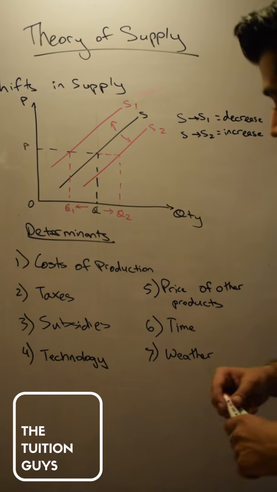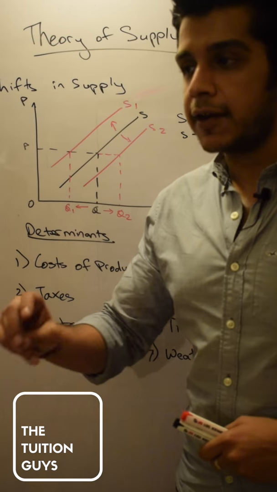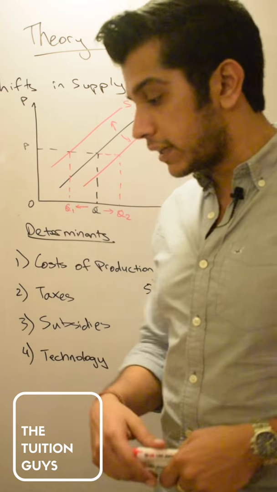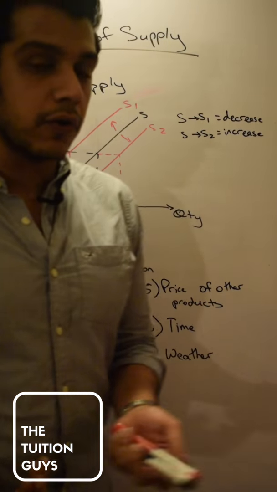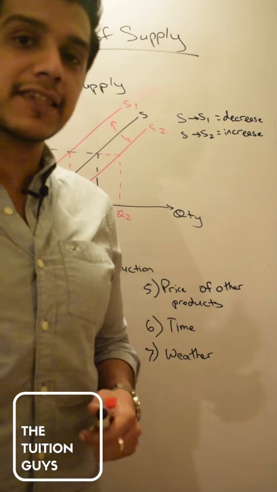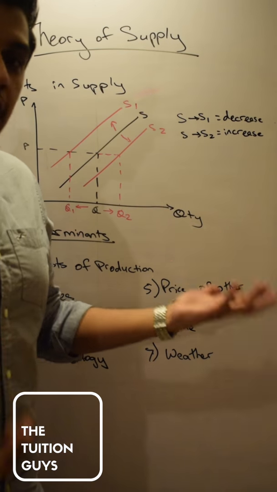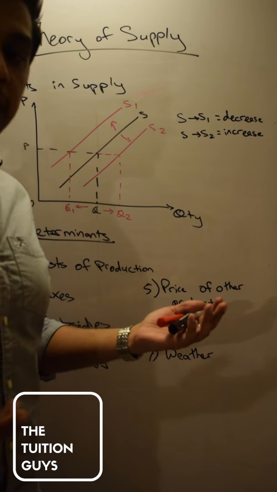Time. Now time and weather go hand in hand. If I want to make more corn, I can't make more corn overnight, right? Because it's a crop, it needs to grow. And the same applies to weather. Because of weather conditions, my corn might not grow or my rice might not grow. And that means that in the next season, there might actually be less of something. Because of some bad weather conditions, I can't make it. So my supply is going to decrease at that price, right? It's as simple as that.